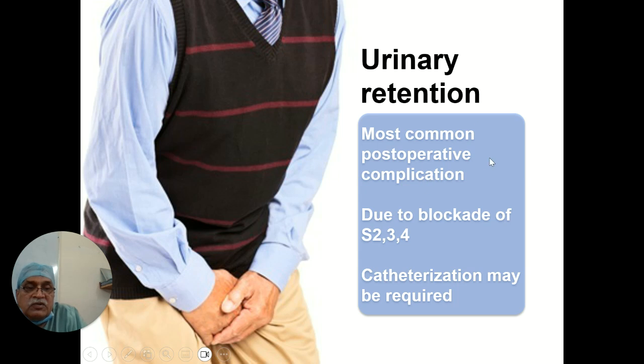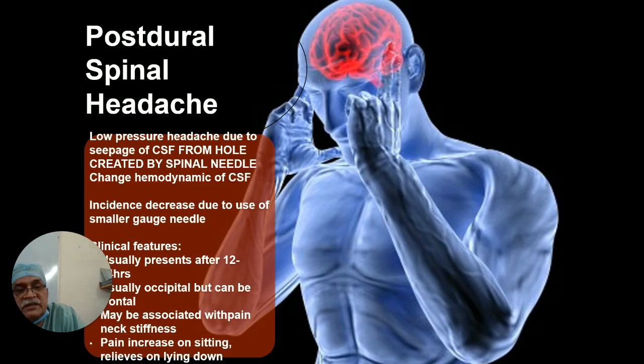Urinary retention is the most common complication because of the blockade of the S2, 3, 4 nerves, and these are very small nerves which require very little local anesthetic to be blocked. This neural blockade may persist. If it is troublesome, we have to do catheterization.